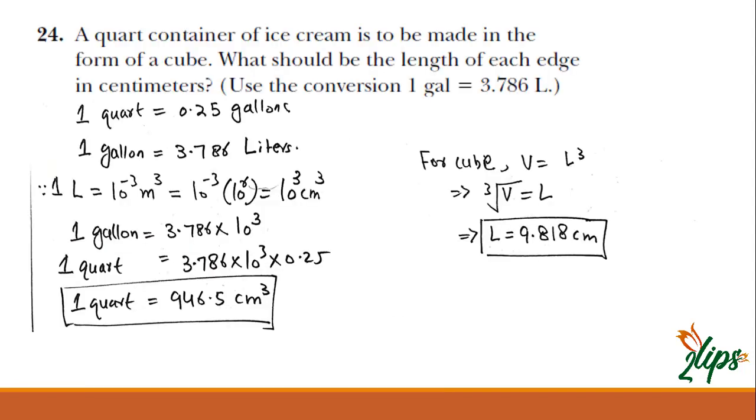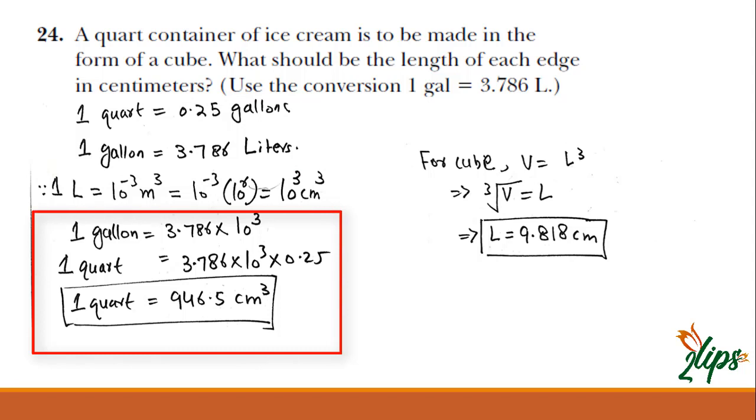Problem number 24. A quart container of ice cream is to be made in the form of a cube. What should be the length of each edge in centimeters? 1 quart is a unit of volume. 1 quart is equal to 0.25 gallons. It is also given in the question that 1 gallon is equal to 3.786 liters. We know that 1 liter is equal to 10 raised to power minus 3 meter cube, or 0.001 meter cube.